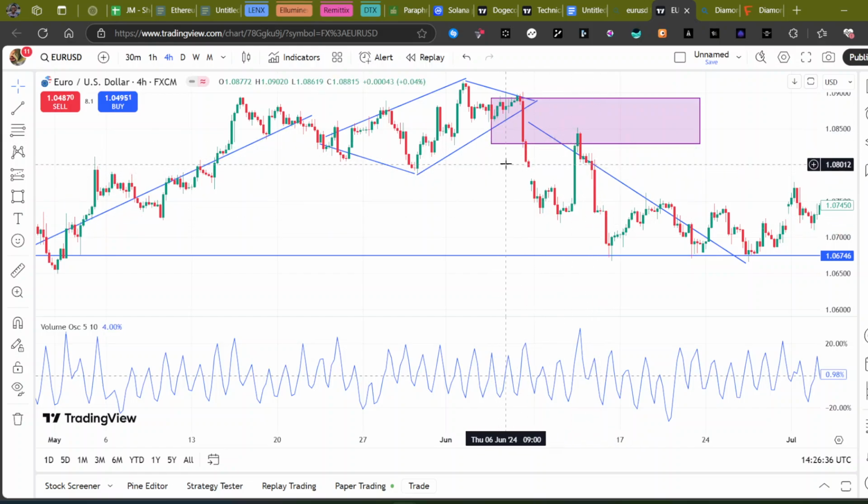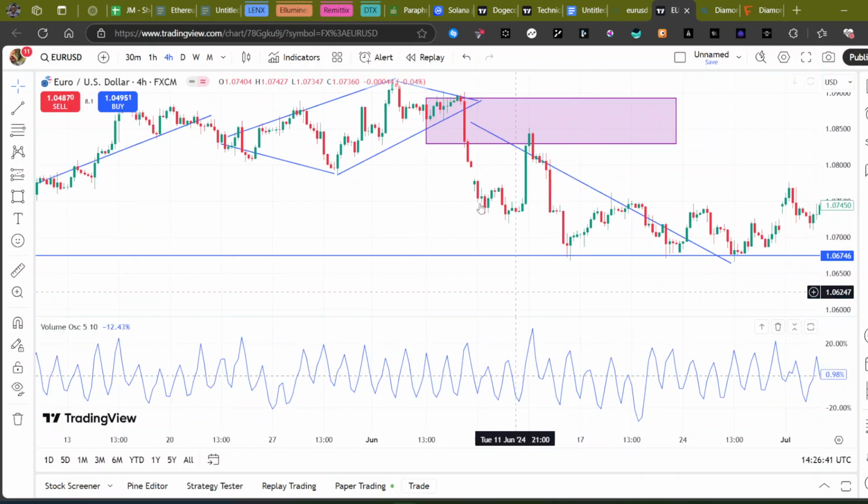Then the second mistake is ignoring volume. A strong breakout should be supported by increased volume. Okay, you can see that after this breakout happened, just watch out what happened. Look at, can you see that there was an increase in volume around here? Okay, so weak volume can lead to false breakout. All right, so pay attention to the volume.